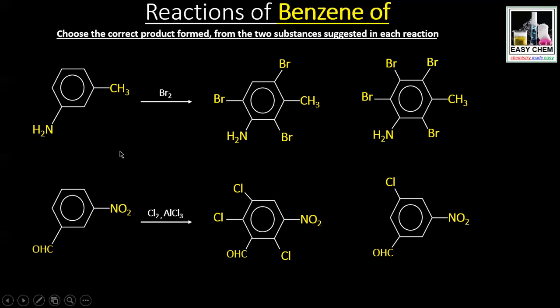Shall we start the discussion now? What do you think is the answer? First one or the second one? You have to think like this. See this CH3? CH3 is an electron donor group.